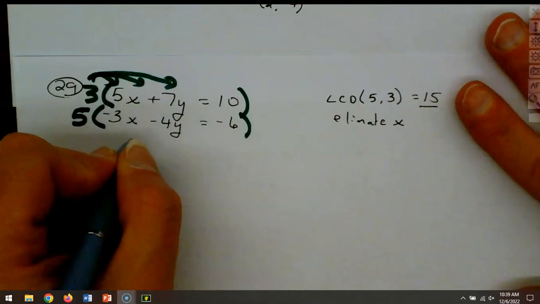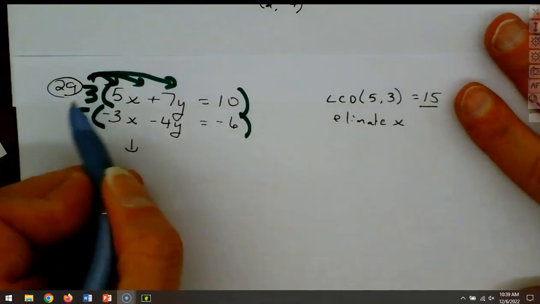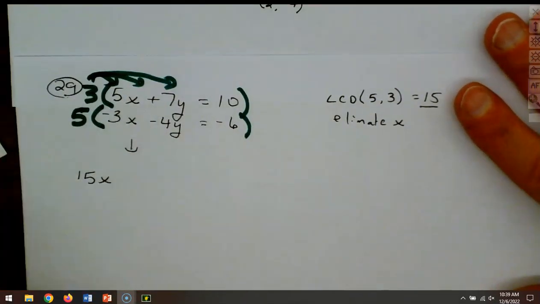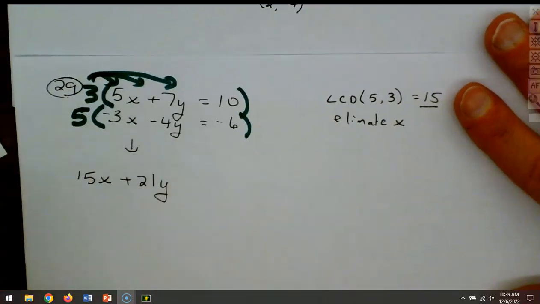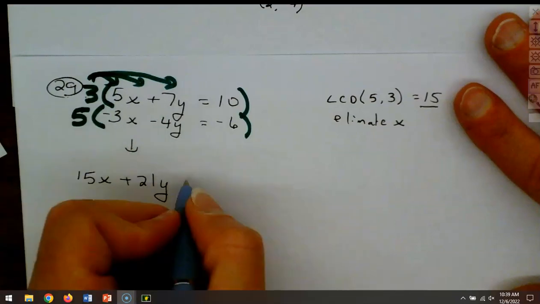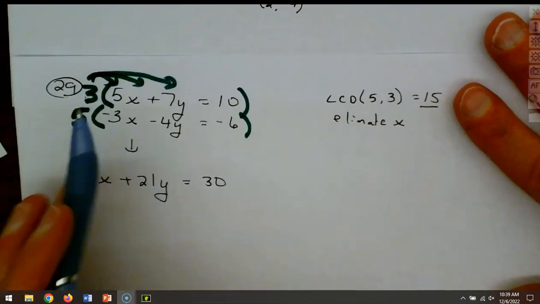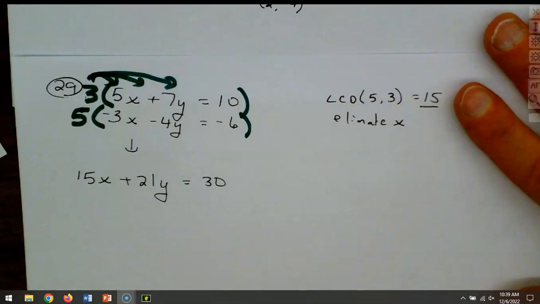So let's rewrite what we've got. 3 times 5, that makes it a 15x. 3 times 7, that makes it a 21y. 3 times 10, make sure you distribute it through everywhere. 3 times 10, that's 30.